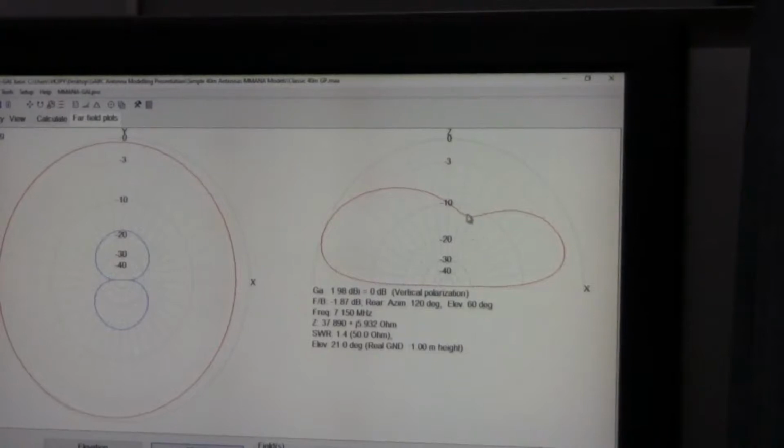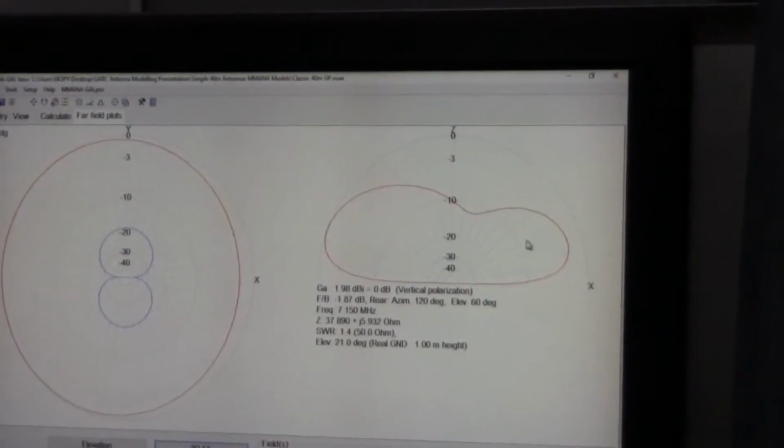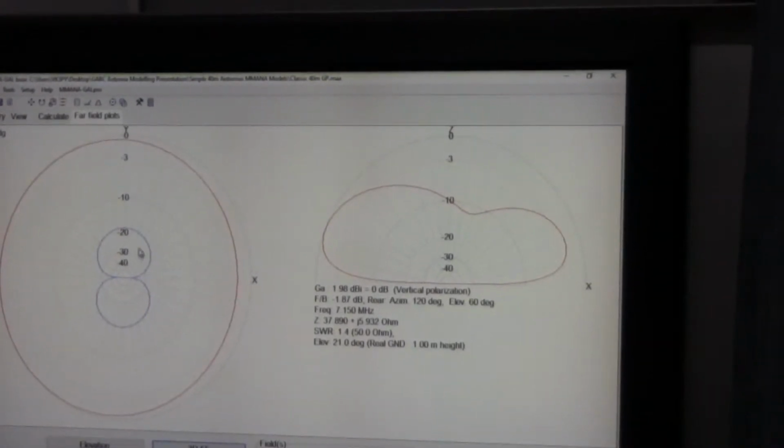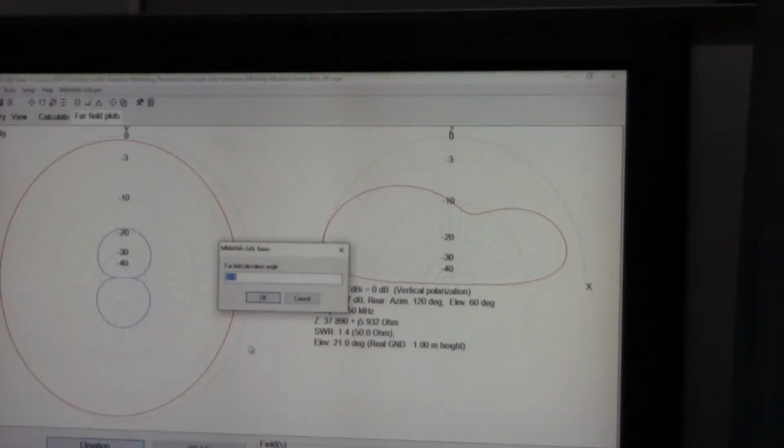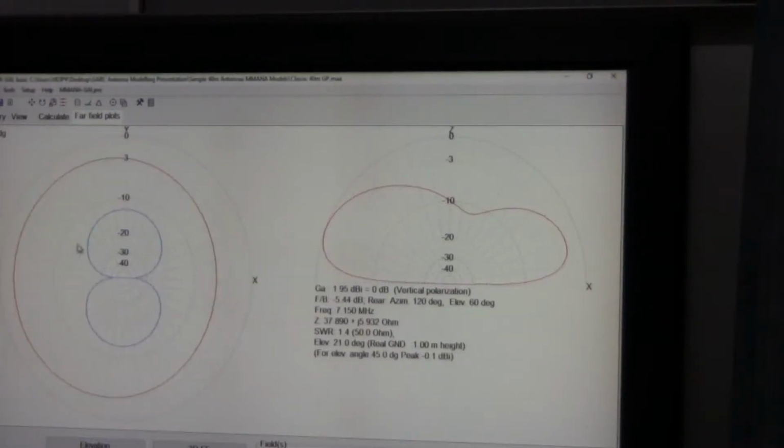You see that this distortion, instead of being directly up the null, it's not a deep null anymore. Still a long way down, 13 dB or so. And there's a little bit of horizontal radiation there. Mind you, that's at a very low angle, 21 degrees. If we look at about 45 degrees, you see there's a lot more of that radiation. And that's what we expect when we look at the 3D far field.